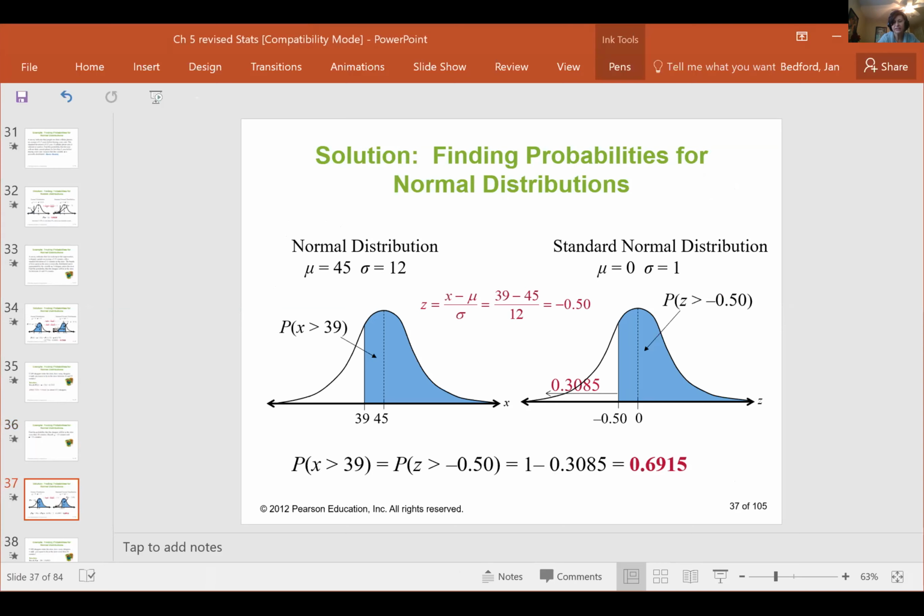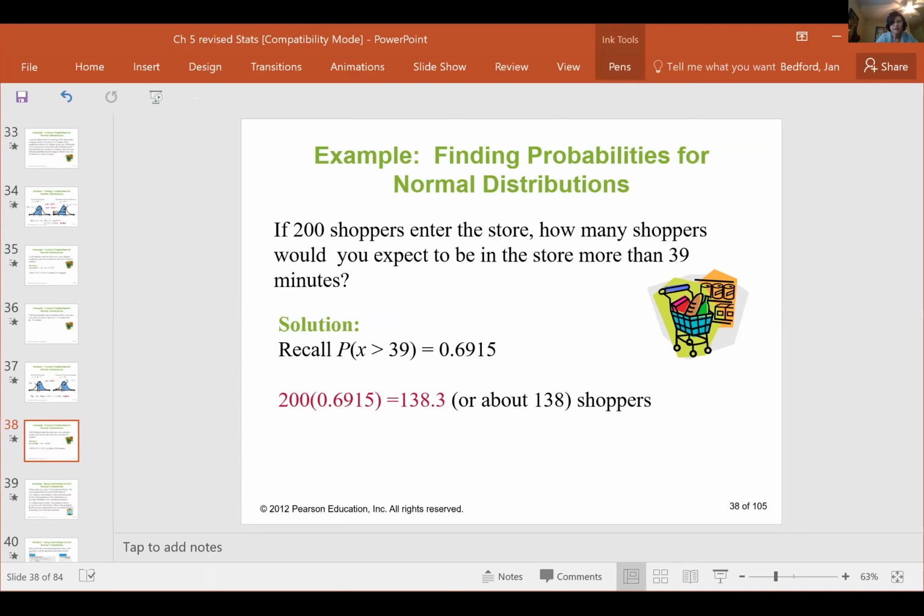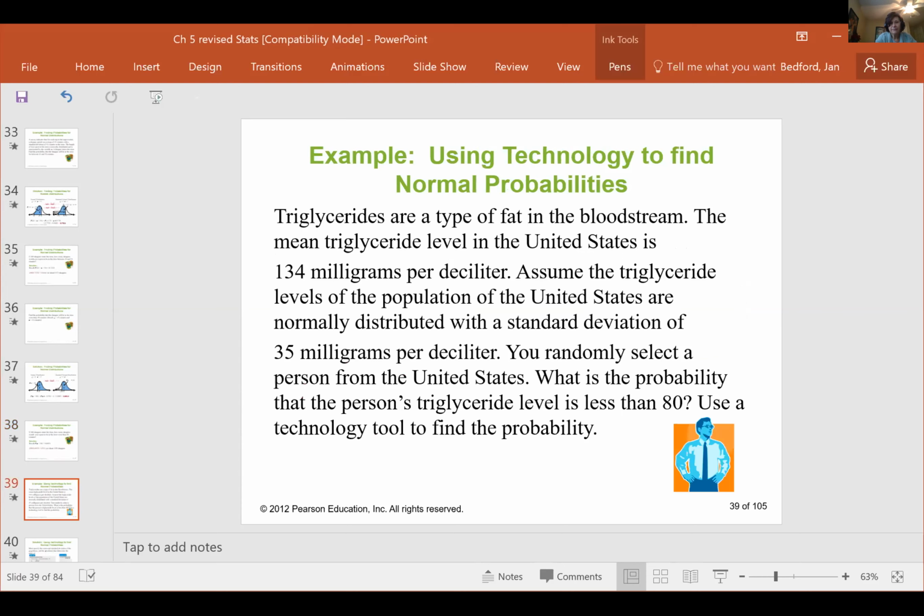And there we go, 0.6915 is exactly what Troy said we would round that to. Okay, and we could take that and multiply it by 200 if we wanted to know about how many shoppers we'd expect to stay more than 39 minutes. Okay, here's another question that we could work through.